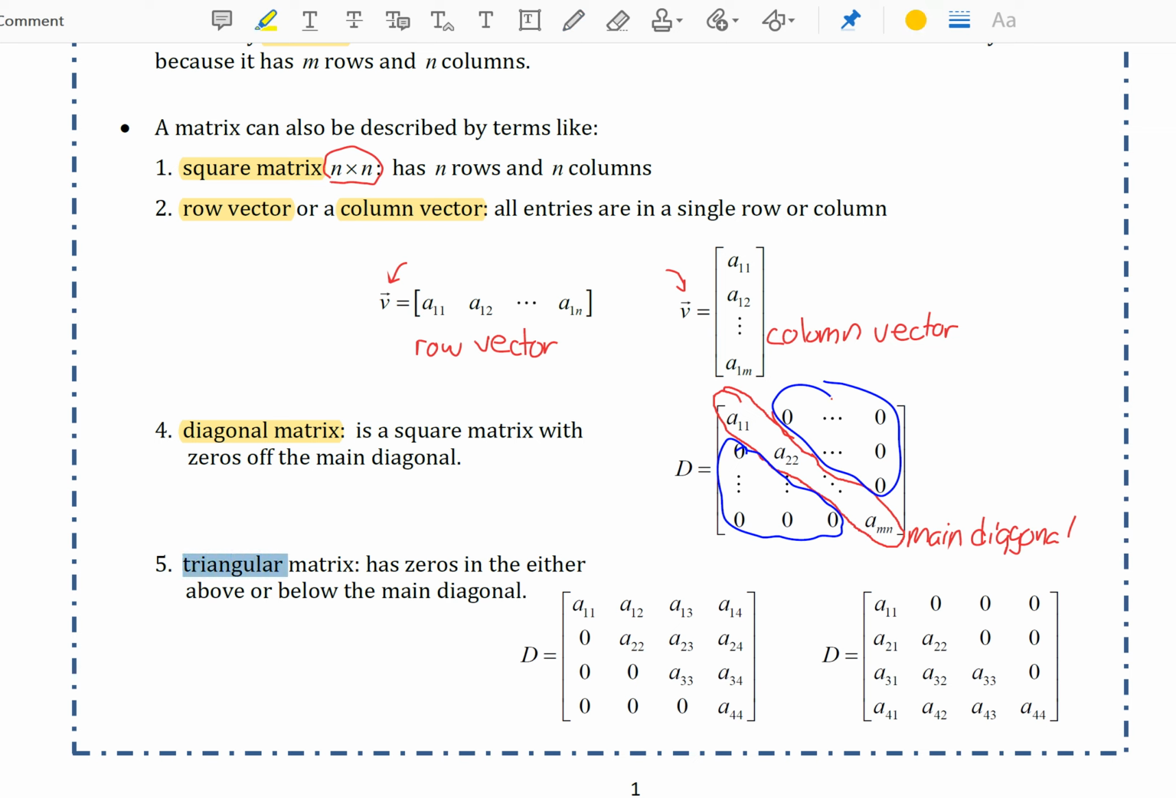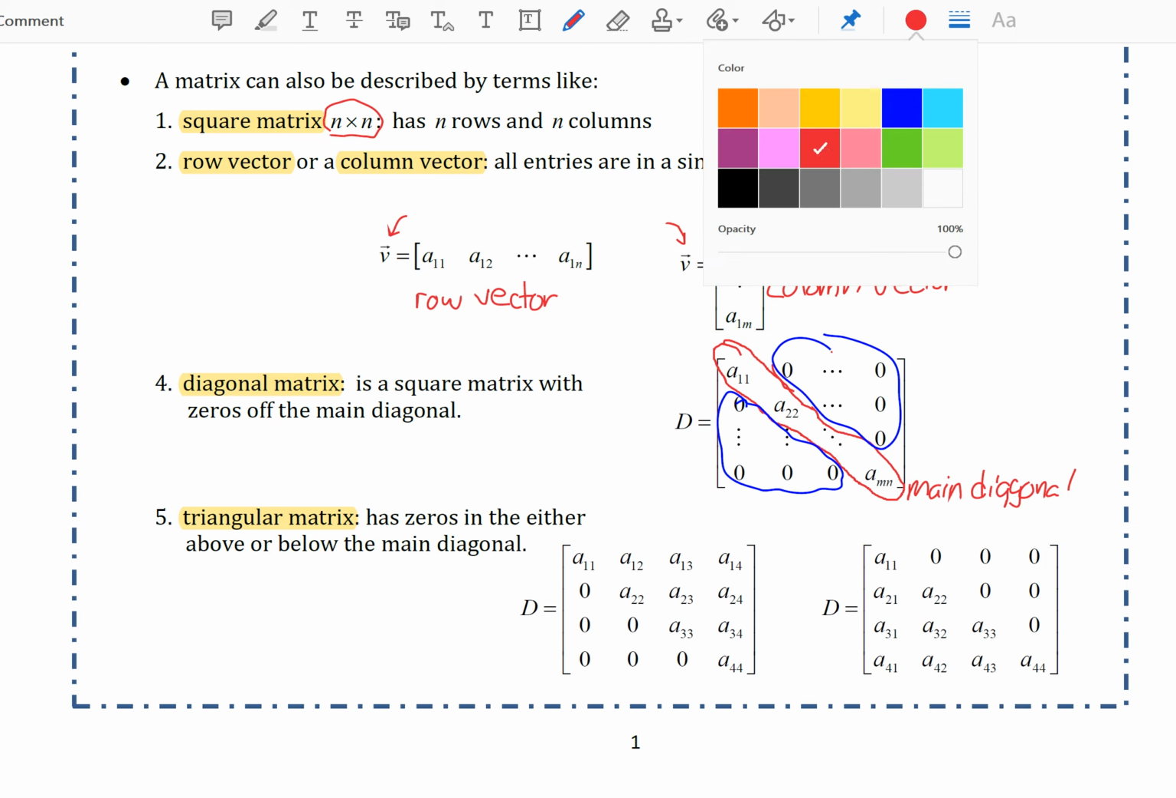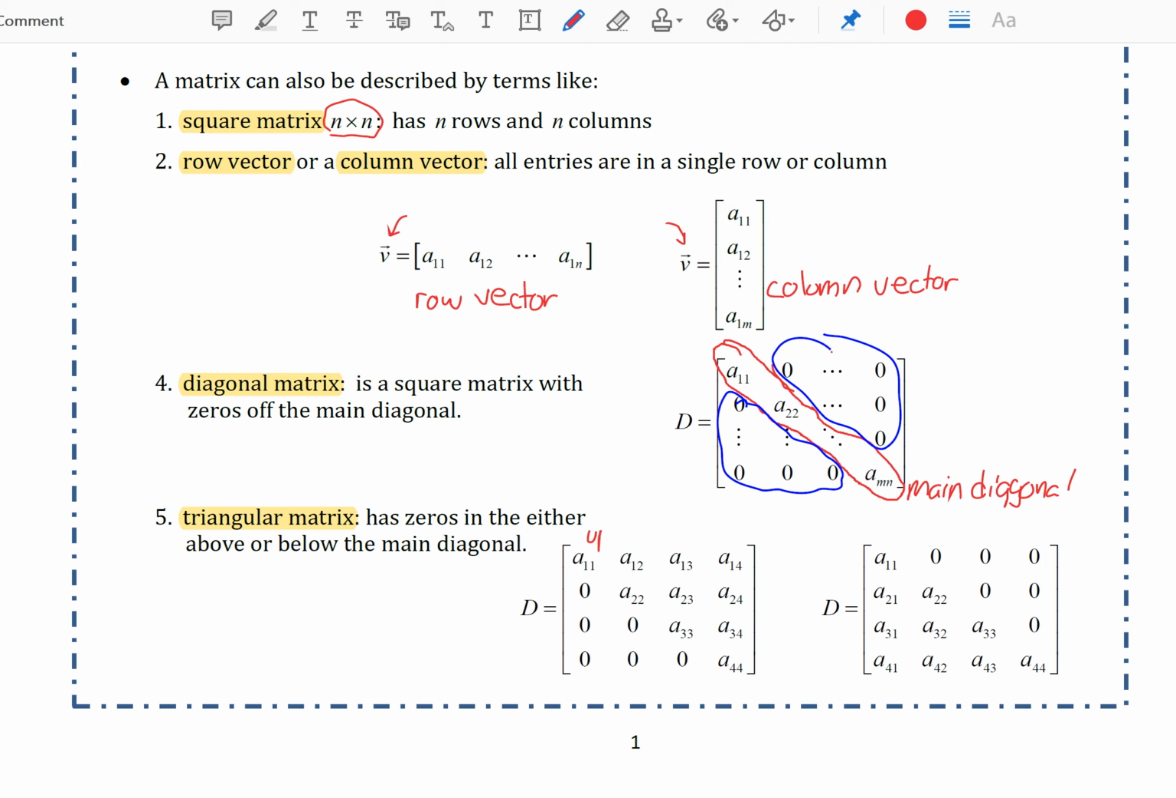Sometimes we'll talk about a triangular matrix. A triangular matrix has zeros either above or below the main diagonal. So we'll refer to this first one here as an upper triangular. And this one would be a lower triangular.